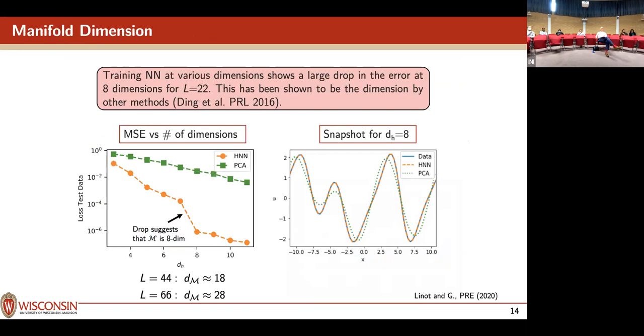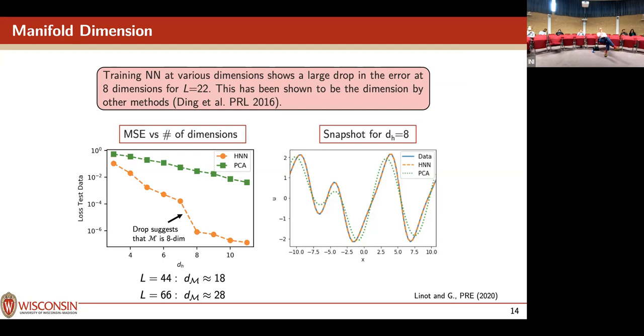The first question is, how do we determine the number of dimensions of the manifold? One thing we can do is look at the mean squared error on test data, data that we didn't train the networks on, fresh data, and keep track of that loss as a function of the number of dimensions that you choose for H. This is what PCA will give, and that's a nice exponential decay in the mean squared error. That's a good linear approximation.